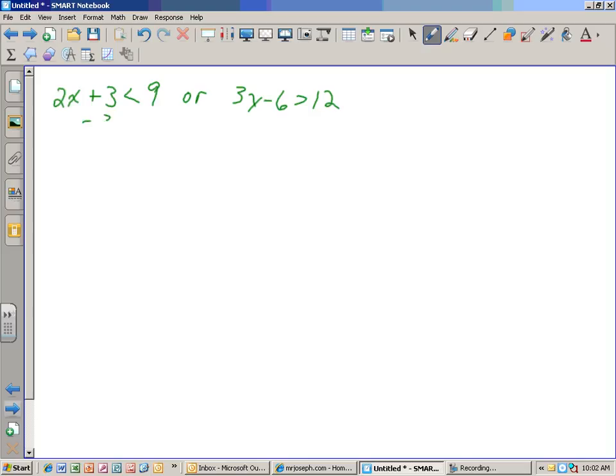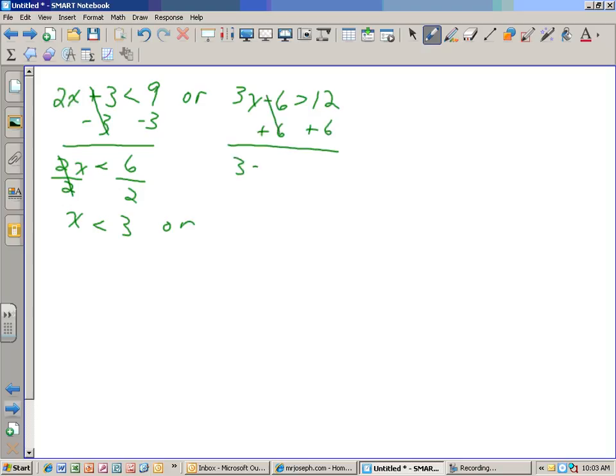So if I subtract 3 from each side, I'll have 2x is less than 6. Divide by 2. Do I flip the sign? No, because I didn't divide by negative. So x is less than 3, or here I'm going to add 6. 3x greater than 18. Divide by 3. X is greater than 6.